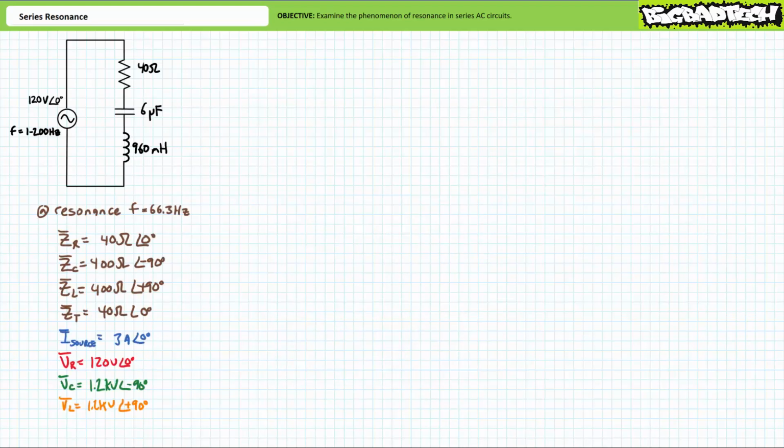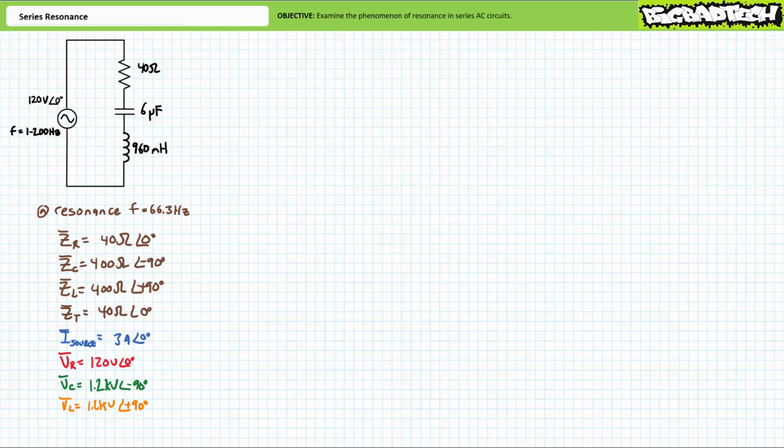An application of the resonant frequency formula demonstrates this circuit also experiences resonance at roughly 66.3 Hz. It makes sense. We double the inductance and halve the capacitance. As a result, the resonant frequency stays put at 66.3 Hz. The 40 ohm resistor presents a complex impedance of 40 ohms at an angle of 0 degrees.